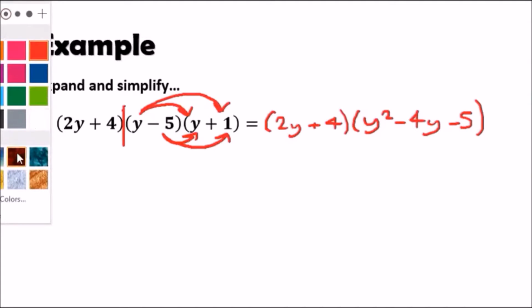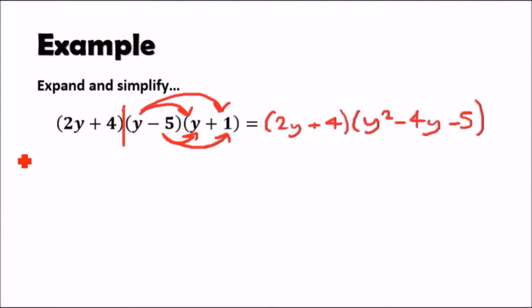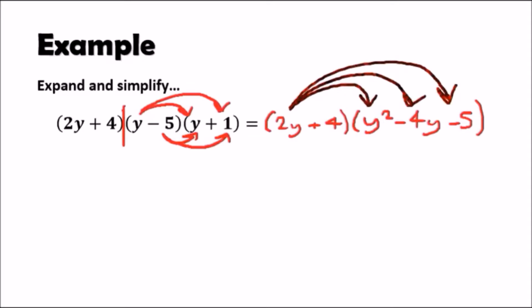So changing the color of my pen, we can simply multiply term by term. So we can do 2y times y squared, 2y times minus 4y, and then 2y times minus 5. So same thing, 4 times y squared, 4 times minus 4y, and 4 times minus 5. Now when I say do this neatly, you're going to notice that we're going to get a cubic expression. So let's check this out. We're going to write the first row here, and then the second row, we're going to move shifted to the right by 1 unit.